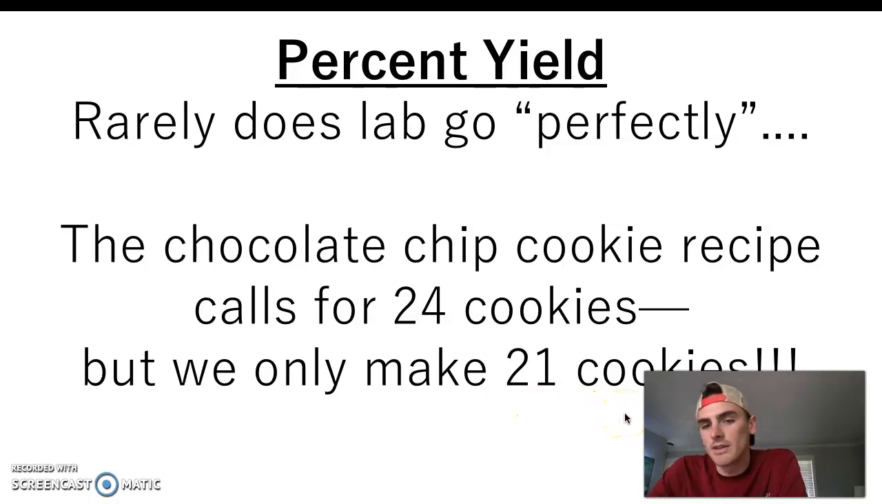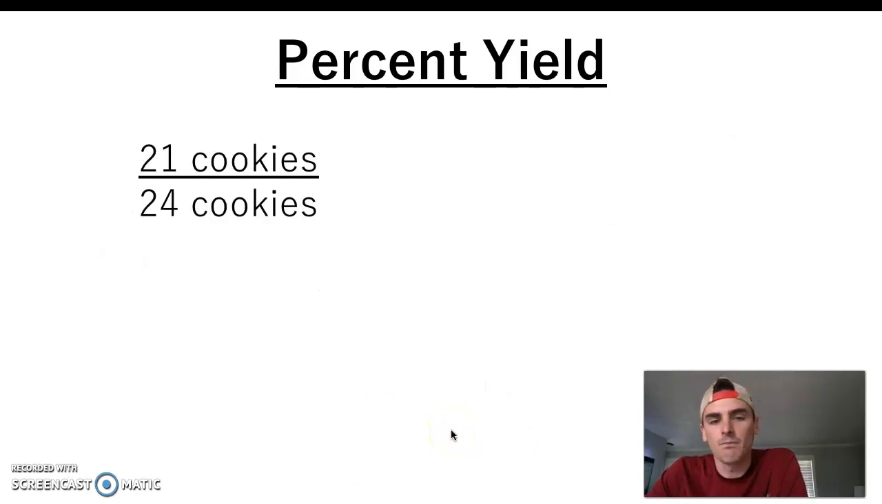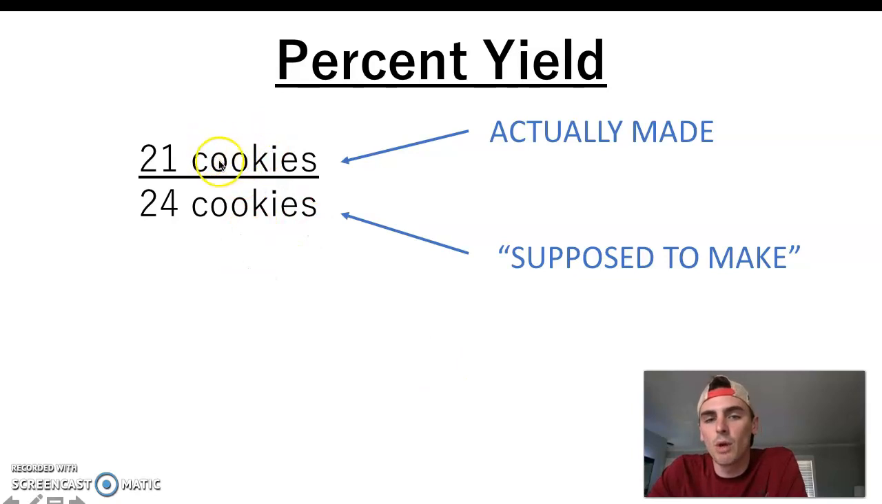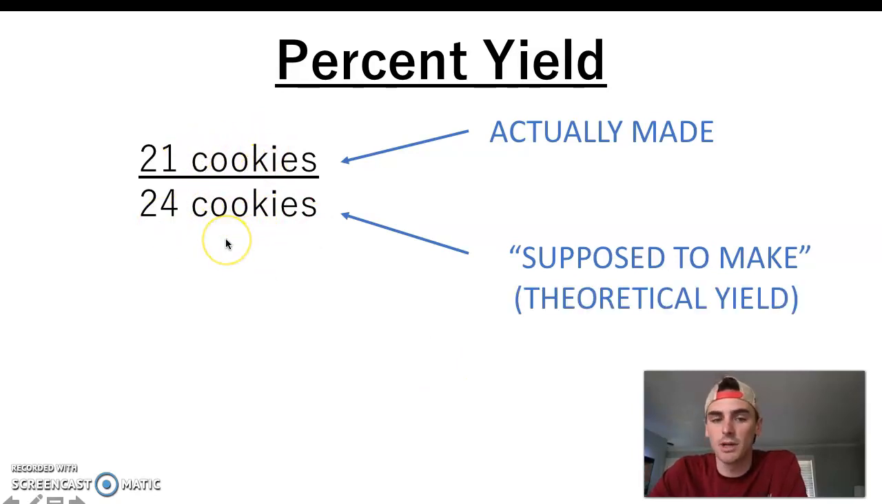If I really apply this to a chemistry thing, that's what's going to happen a lot. I mean, we're supposed to make 400 milliliters of acetylsalicylic acid, and we get done and we only made 360. That's where percent yield comes into play. So if we stick with this cookie example, what ends up happening is that if we took what we actually made divided by what we were supposed to make, I'd take 21 divided by 24.